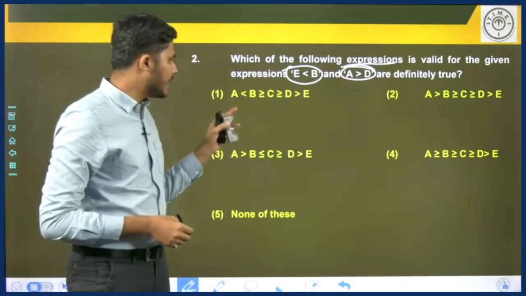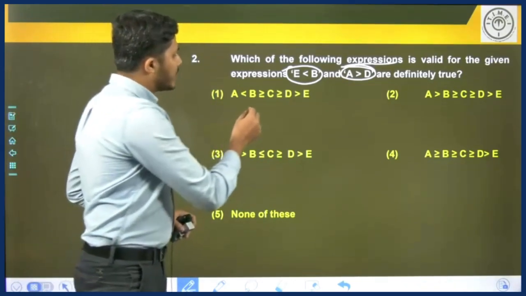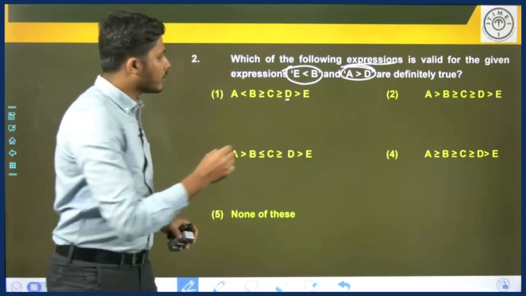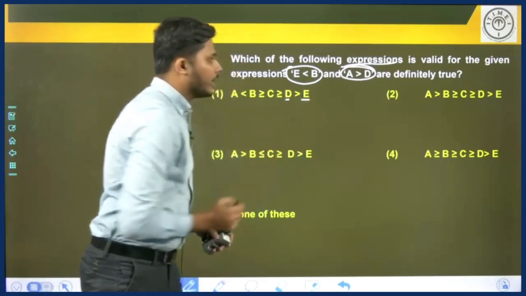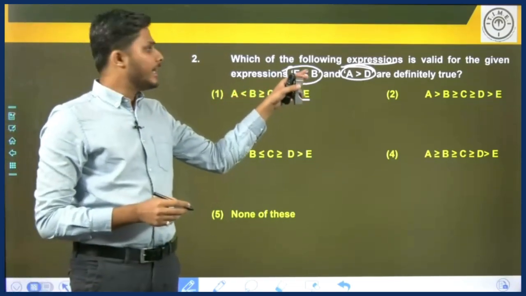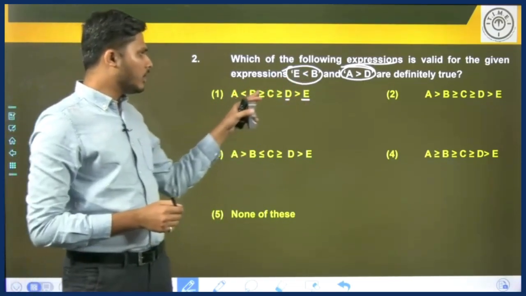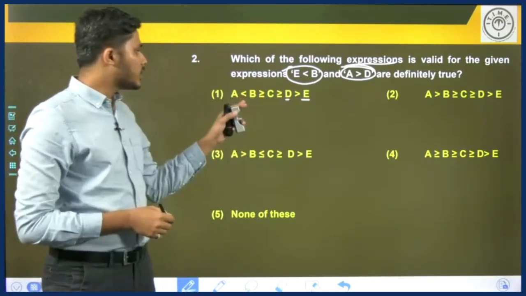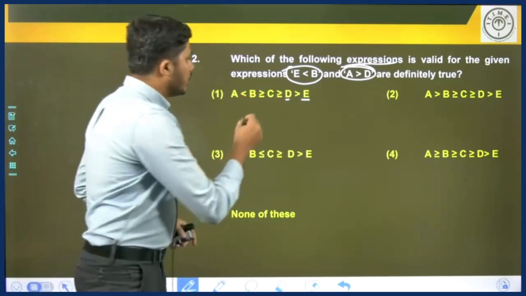Here the statement is A less than B, B greater than or equal to C, C greater than or equal to D, and D greater than E. So let's find out the relation between E and B first. To find the relation between E and B, let's first find the relation between B and D, then the relation between B and E.